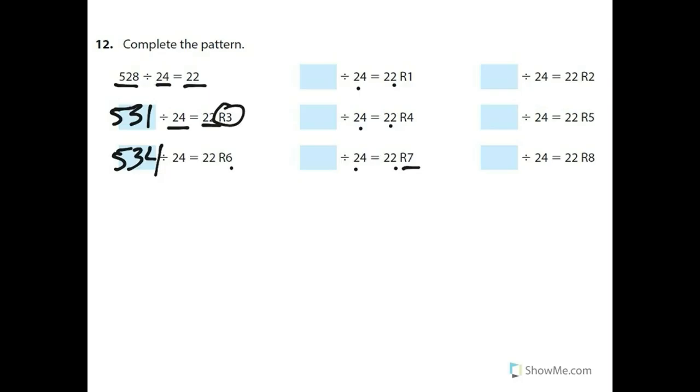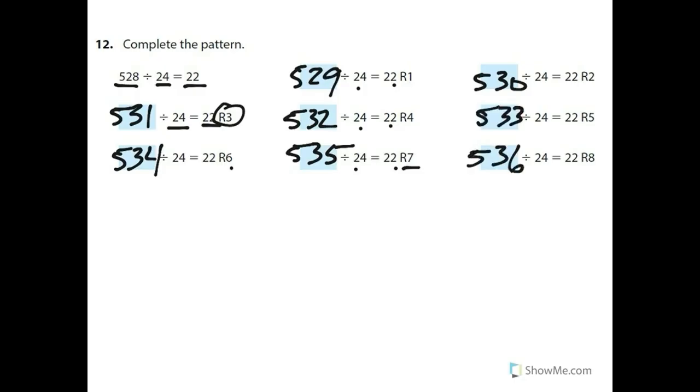All right, so we got 529, 532, 535, 530, 533, and 536. All right, so yeah, we were just adding the remainder. Let's go ahead and make this a 3-day lesson. We'll stop there and start on number 13 tomorrow.